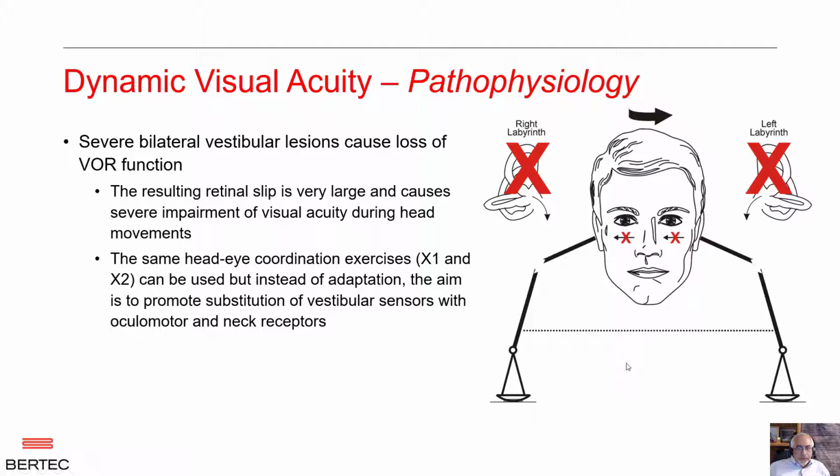In patients who suffer from severe bilateral vestibular lesions, the VOR function is mostly impaired. In these patients, head movements cause large retinal slips and result in severe deterioration of visual acuity bilaterally. Interestingly, therapists often use the same X1, X2 head-eye coordination exercises, but instead of adaptation of vestibular pathways, the aim is to promote substitution of vestibular sensors with oculomotor and neck receptors.